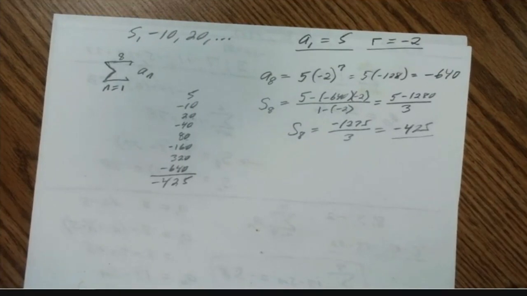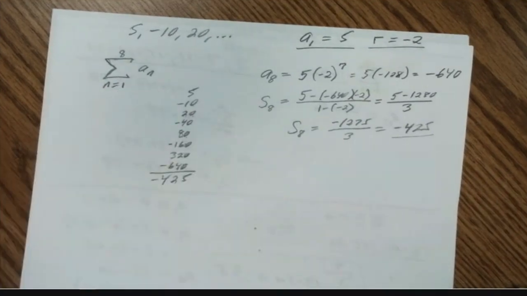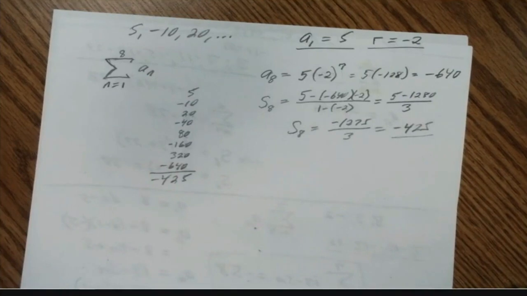So I guess the other question we have in here is, can we simplify and find what a sub n is using either of these formulas?